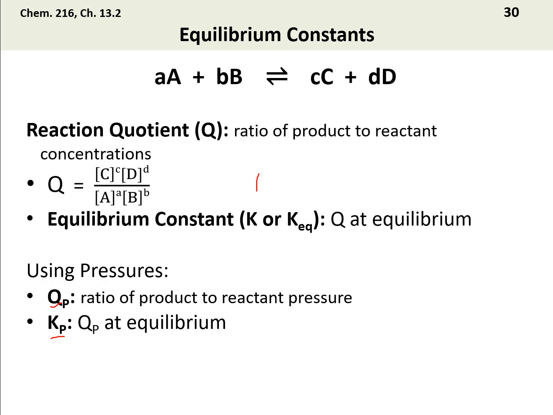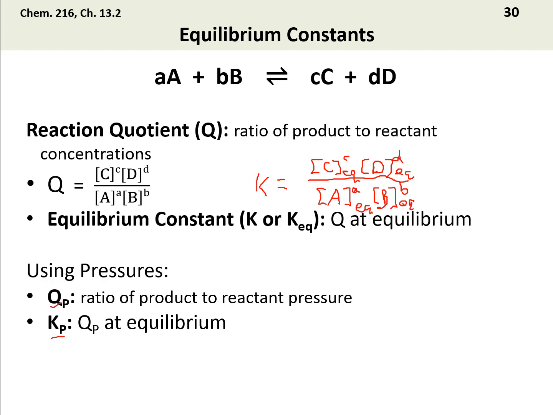So I think I have it later. The equation for K is going to be the exact same as the equation for Q. The only caveat is that all of these are now at equilibrium. So I can put an equilibrium sign on each one. Okay? I have this somewhere else. We'll see it.